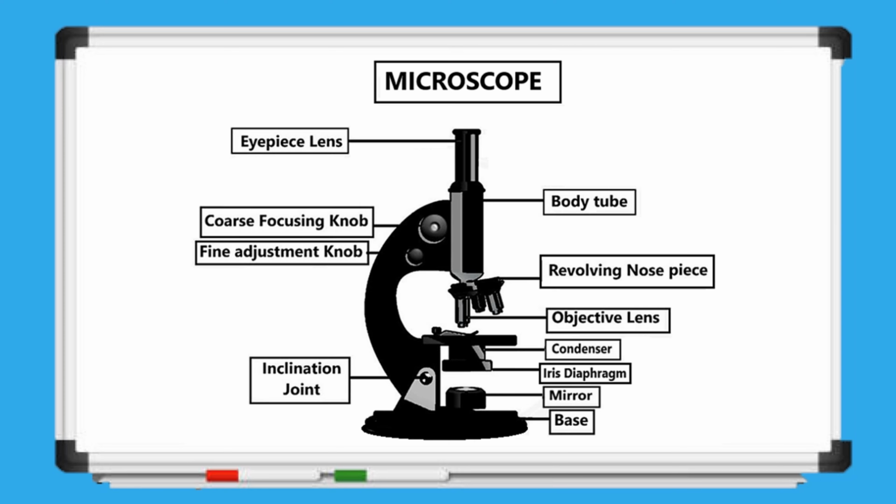A condenser focuses light on the specimen, and the iris diaphragm controls light intensity. A mirror reflects light onto the specimen, and the base supports the entire microscope. Lastly, the inclination joint allows you to tilt the microscope for comfortable viewing. Understanding these components is essential for effective observation and study of microscopic samples.